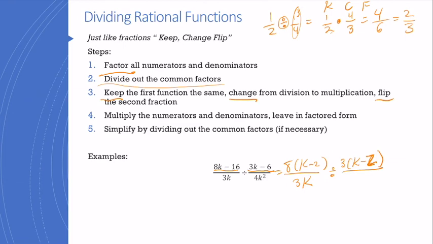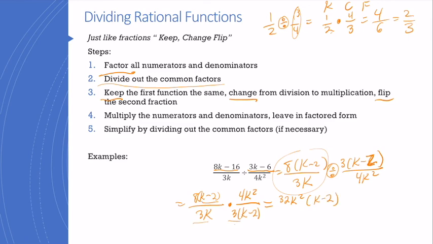over 4k squared. I keep my first fraction the same. I change from division to multiplication, and I flip my second fraction. So I get 4k squared over 3 times k minus 2. I can then go ahead and multiply. 8 times 4k squared, that becomes 32k squared times k minus 2. 3k times 3 is 9k times k minus 2. My k minus 2's cancel. That leaves me 32k squared over 9k.